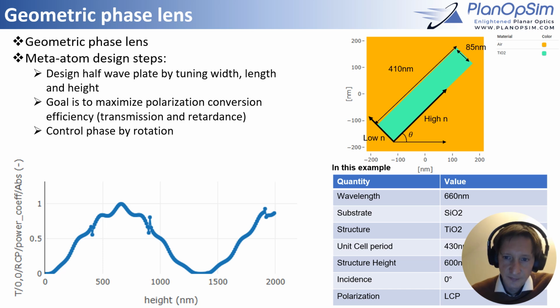So in this case, we are designing a rectangular shape here made of titanium dioxide in a unit cell size here with the parameters given here. The first thing we want to do is optimize the structure so that it acts as a half-wave plate with a high polarization conversion efficiency. And we've done that here. You see a plot of the height of the structure compared to the polarization conversion efficiency here on the right. And we see if we choose this height here around 600 nanometer, we get a near complete conversion of the polarization.